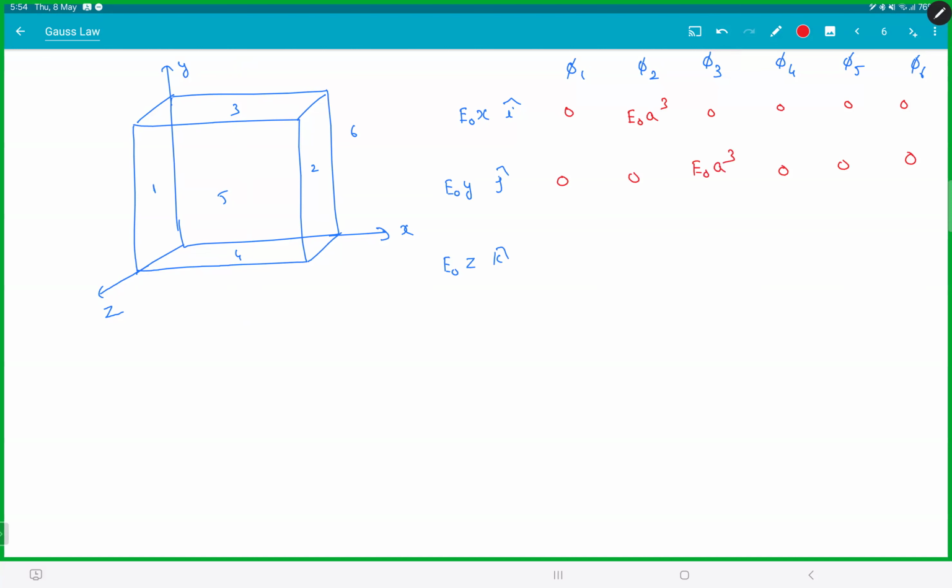E naught Z, 1 will be 0, 2 will be 0, 3 will be 0, 4 will be 0, 6 will be 0, and this will be E naught A cube. Check. So you're done. So flux in 1, flux in 4, flux in 6 will be 0, and 2, 3, and 5 will be E naught A cube. That's the total flux passing through each face.